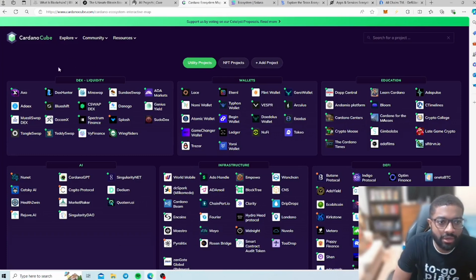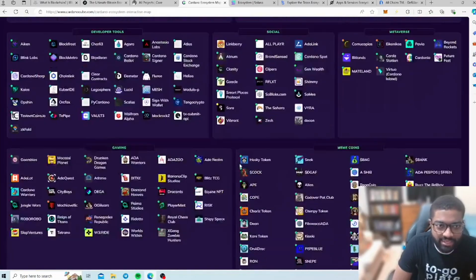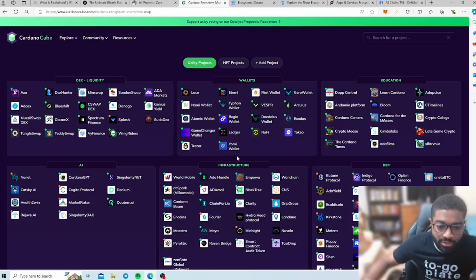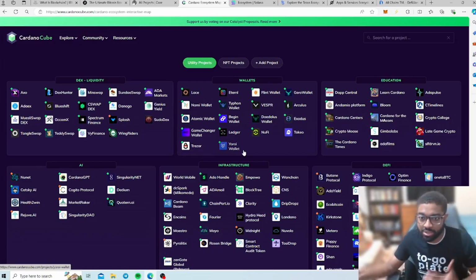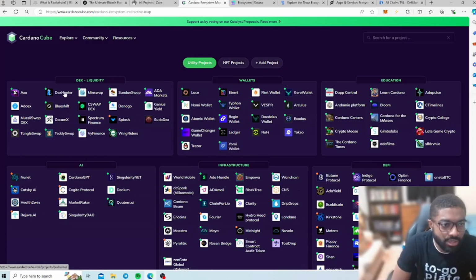So this is Cardano. You have DEXs, wallets, education, infrastructure. Every blockchain has the same thing. Anytime you go between different blockchains, the one thing you're going to look for is, give me my swaps, give me my DEXs, give me my wallets. And from there, you can have a flow around how you move throughout the ecosystem. All blockchains are going to have meme coins that attract people from other blockchains or people coming into the ecosystem. But you can look at all the DEXs.